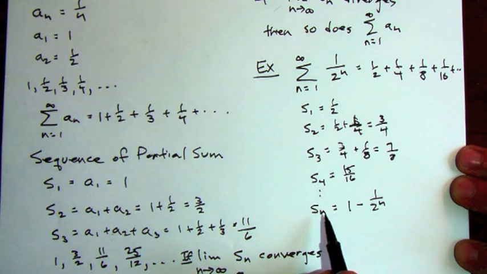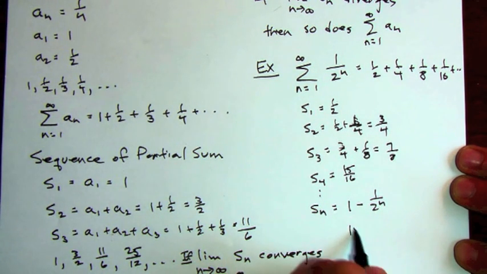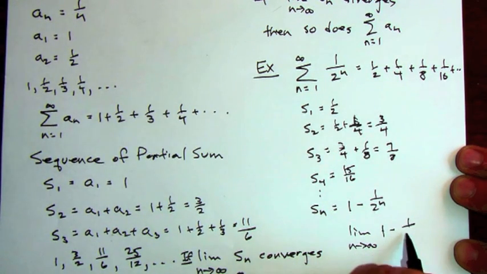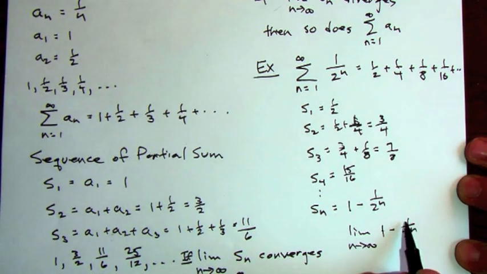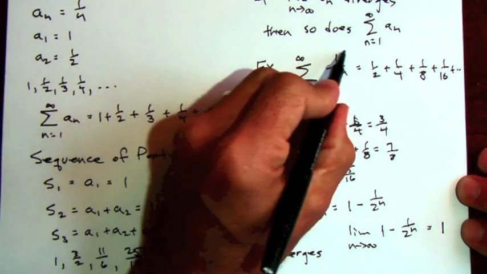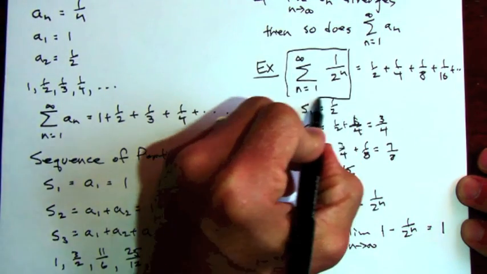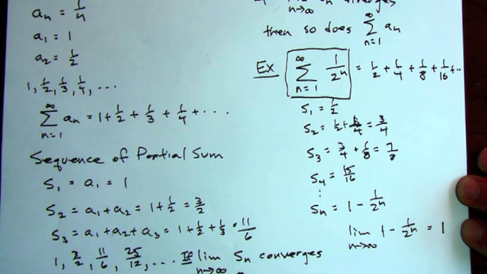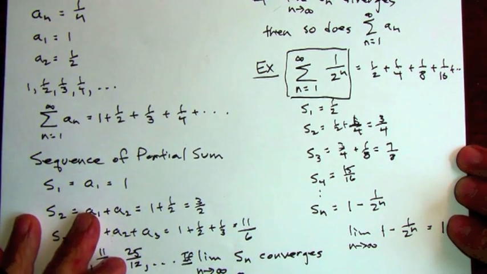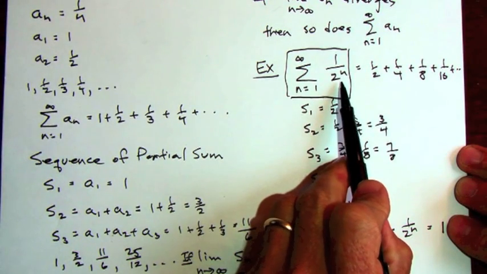So we can look at this. What's the limit as n goes to infinity of 1 minus 1 over 2 to the n? Well, that clearly is going to go to 1 as n goes to infinity, since 1 over 2 to the n goes to 0. So the limit of the sequence of partial sums is 1. That tells us that this infinite series converges to 1.